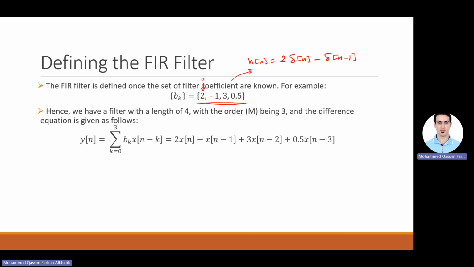1, because the indices start at 0, that's index number 1, index number 2, index number 3. Then you have the weight 3 delta of n minus 2, and the last coefficient is plus 0.5 delta of n minus 3. The order, as we mentioned before, is the highest delay, so this one is third order.